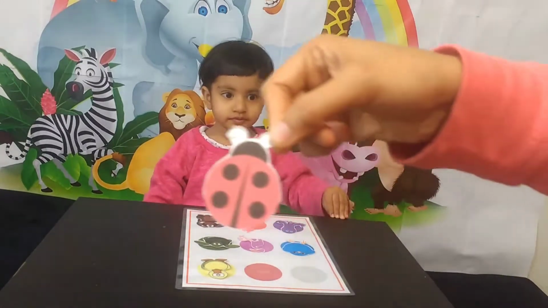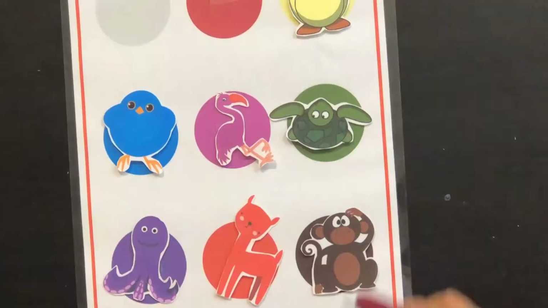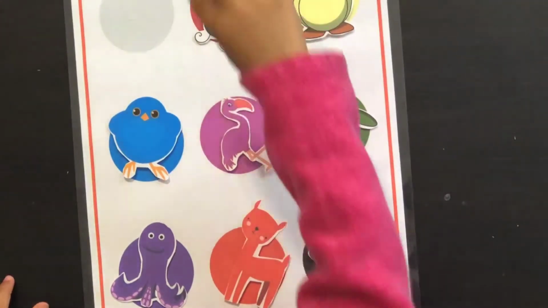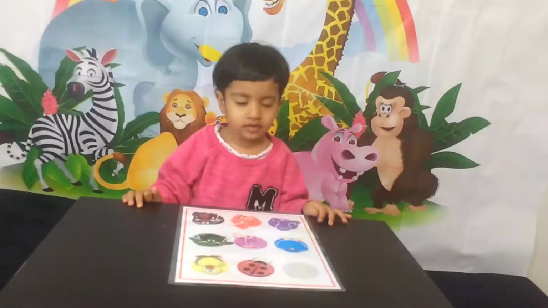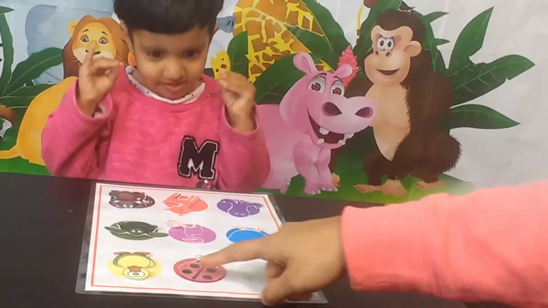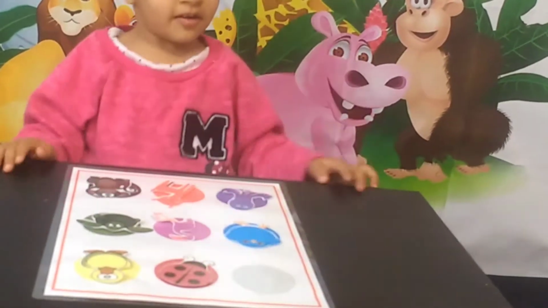Okay. This is a bug. Ladybug. What is the color of this ladybug? Red with black spots. Can you count the number of spots? 1, 2, 3, 4. Very good.